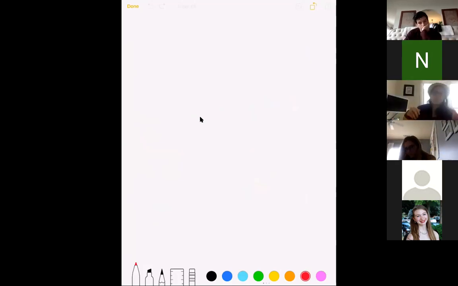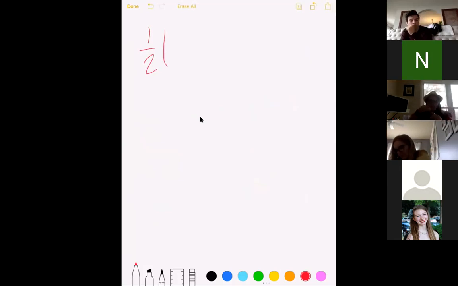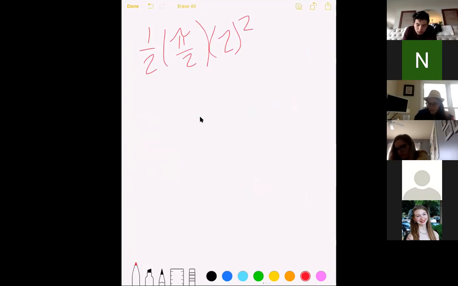Since A is the center on that one, we use the number 2. So the area would be 1/2 theta, which our theta in this case is 90 degrees. But we have to put it in terms of radians. So 90 degrees in terms of radians is pi over 2. And then our radius is 2 squared. So that would give me the area between A, B, D, C.